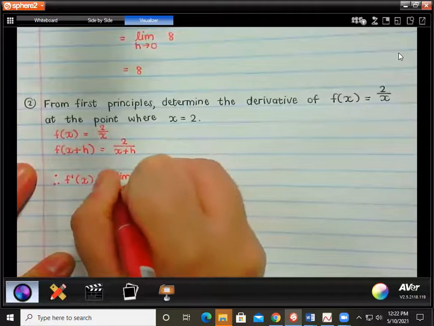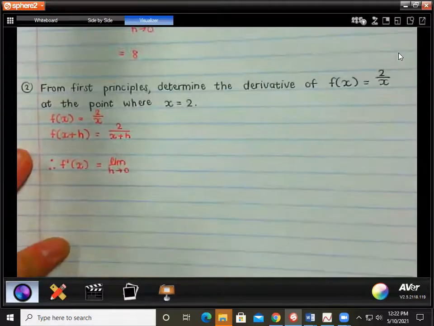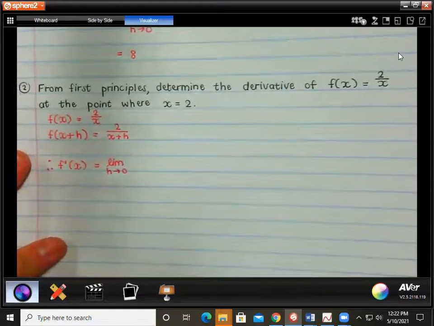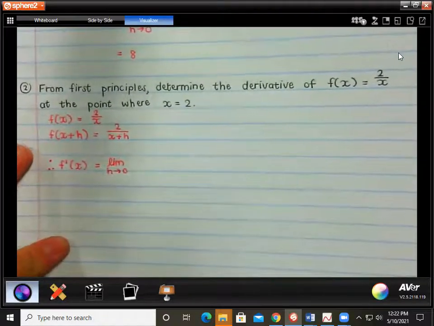Guys, please remember to keep writing limit as h tends to 0 until you actually are using 0 for h. Okay, you do lose a mark for that if you don't write it every time.